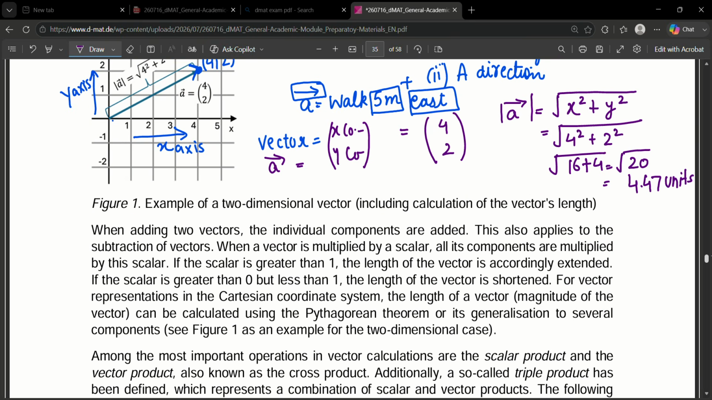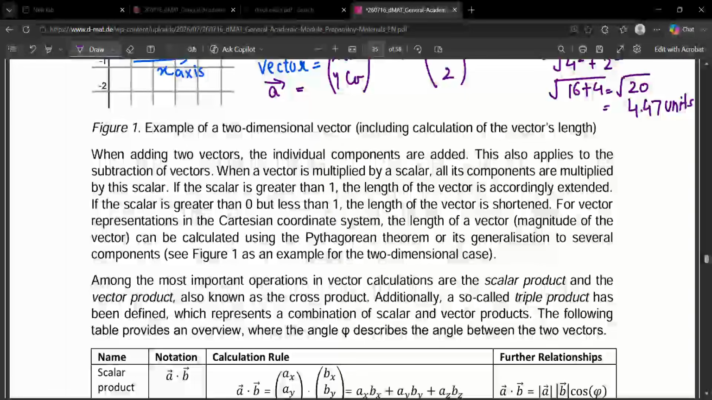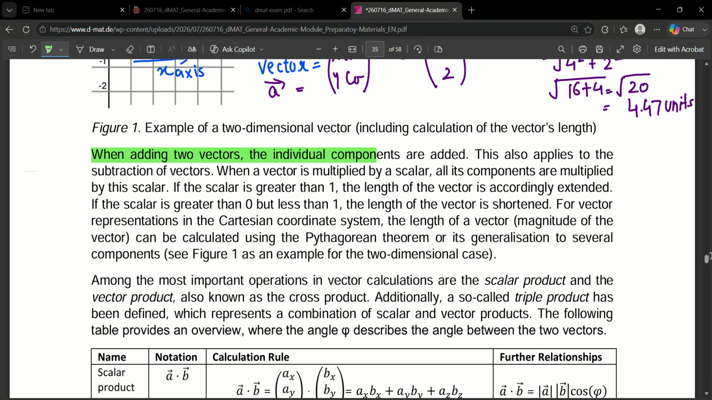What are they discussing in this paragraph? In this paragraph, when adding two vectors, the individual components are added. This also applies to the subtraction of vectors. When a vector is multiplied by a scalar, all its components are multiplied by this scalar. If the scalar is greater than 1, the length of the vector is accordingly extended. If the scalar is greater than 0 but less than 1, the length of the vector is shortened. Now we have to discuss these points.